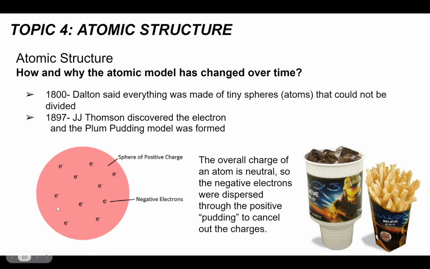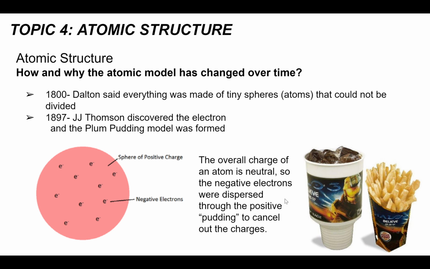As we can see, plum pudding has plums distributed around it, and so the negative electrons are distributed around a sphere of positive charge. The overall charge of the atom is neutral, so the negative electrons will disperse through the positive pudding to cancel out the charges. How and why the atomic model has changed over time is still the title.